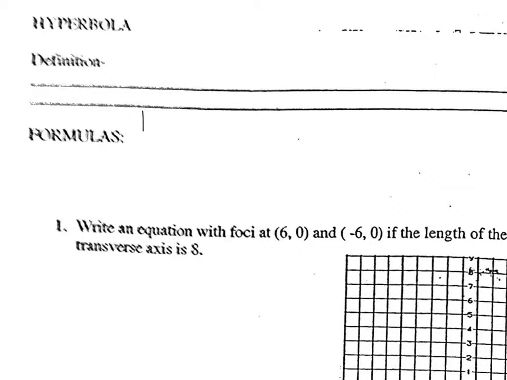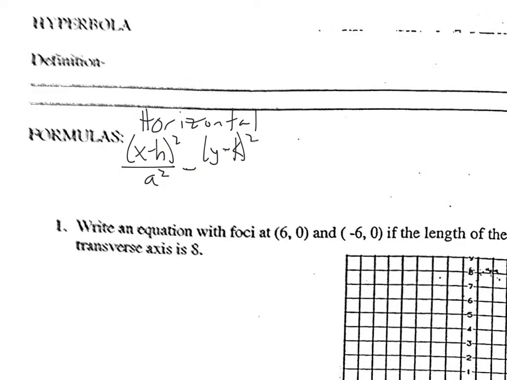So for a horizontal, I want to jot this down. For a horizontal hyperbola, it's going to be x minus h squared over a squared minus y minus k squared over b squared equals 1. That's the horizontal hyperbola.